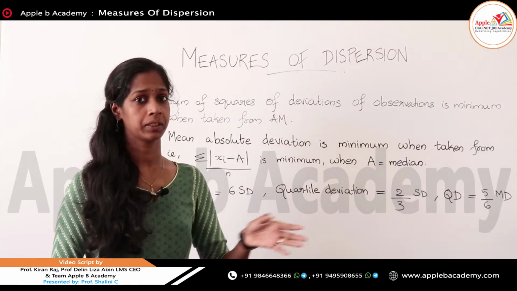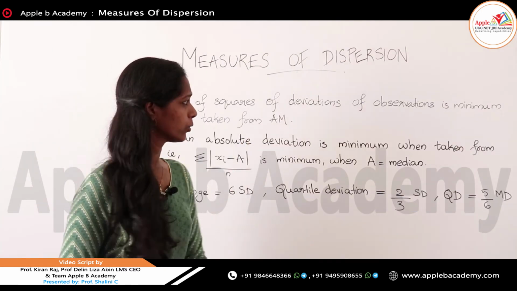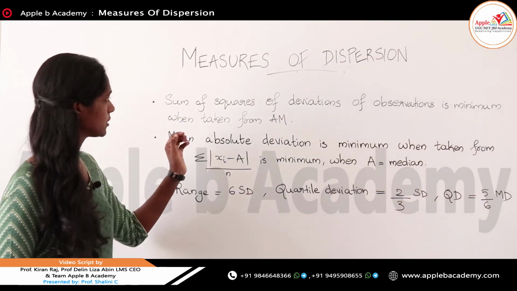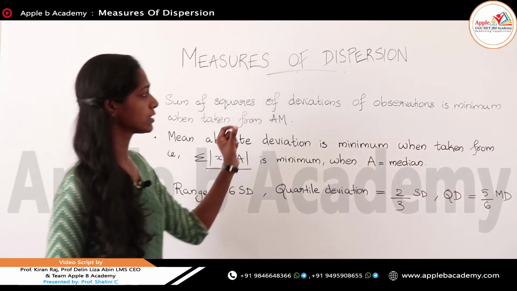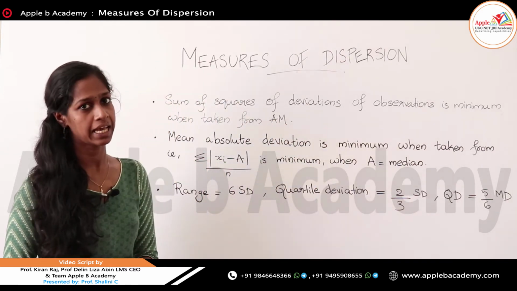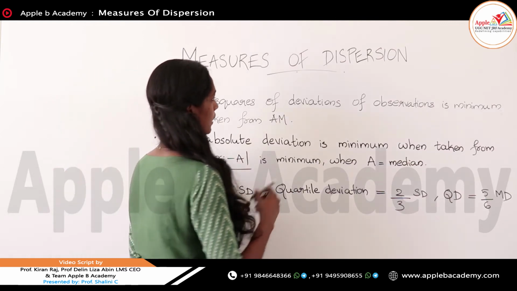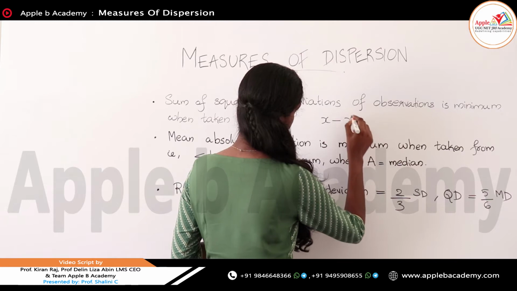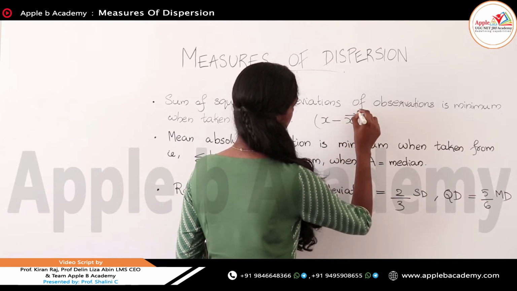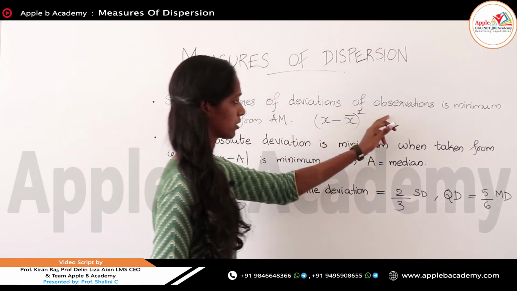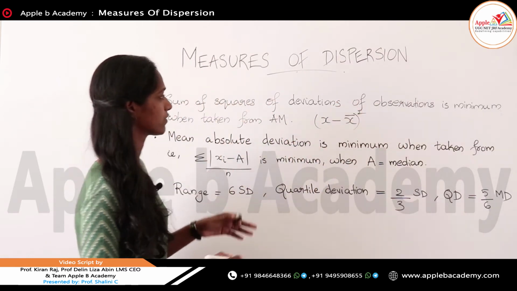So these are a few properties related to measures of dispersion. You just have to know what these properties are and not in detail. The first property is that the sum of the squares of deviations of observations is minimum when taken from the arithmetic mean. So when we take each observation x minus the arithmetic mean and take the square of it, the sum of the squares of the deviations of observations is minimum when taken from the arithmetic mean.